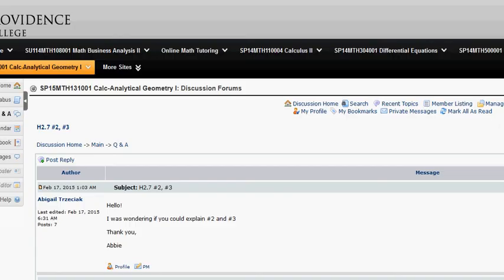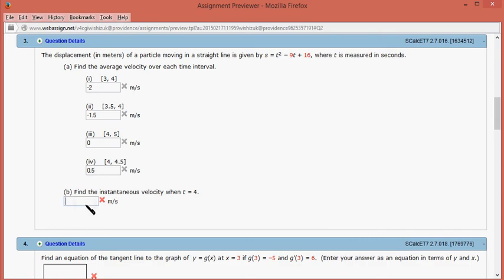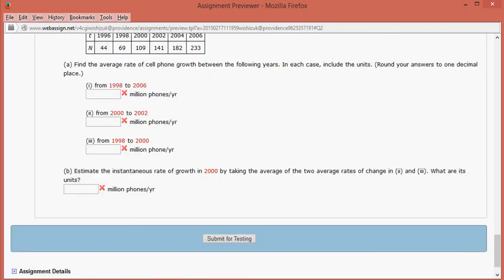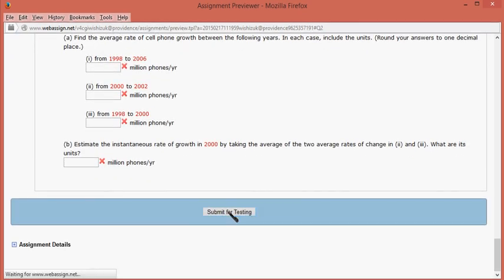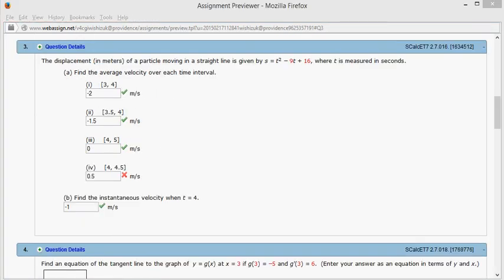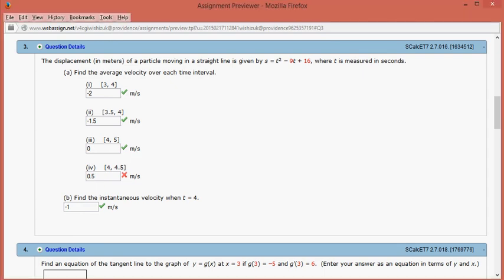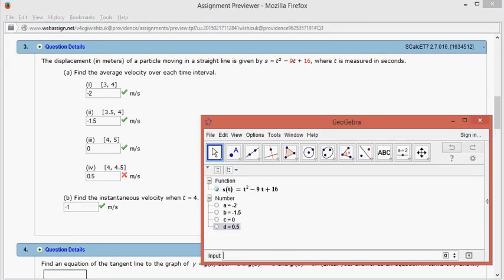So let's plug in negative 1. Alright, so let's double check and go here, submit for testing. Looks like we got everything but that one. Maybe I messed it up typing in. Let's redo that one. I don't know what I did wrong, but I'm going to try again.